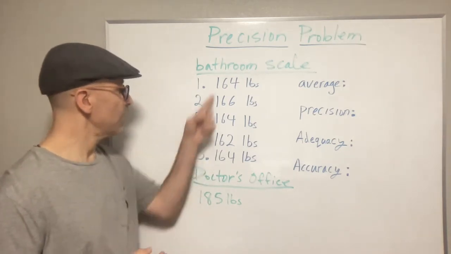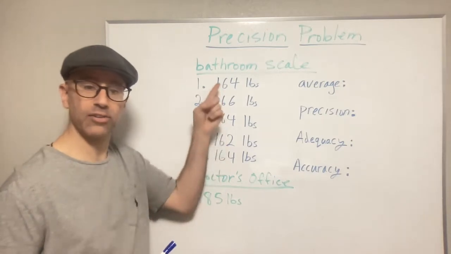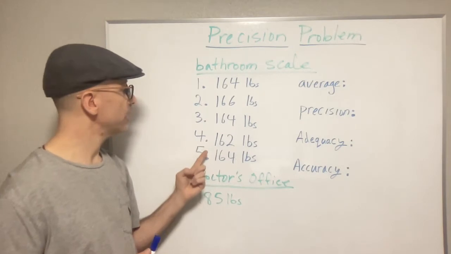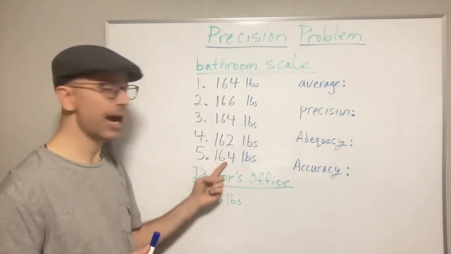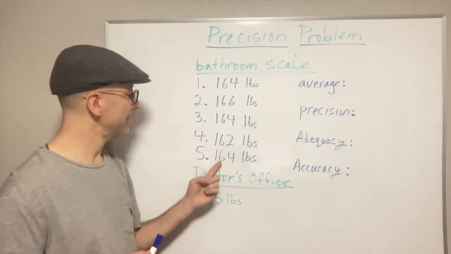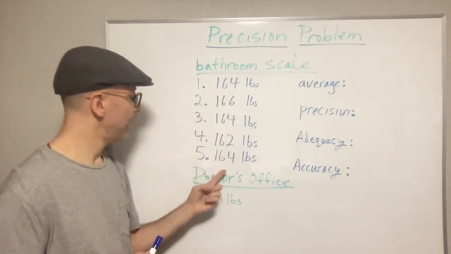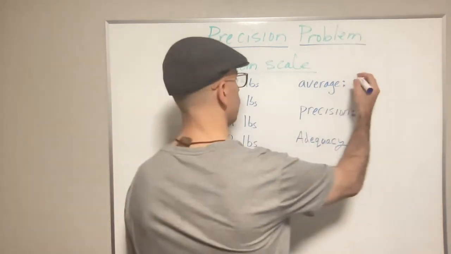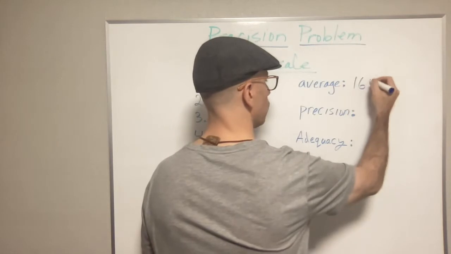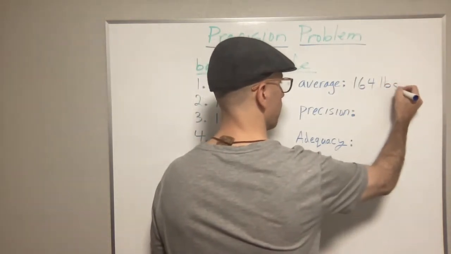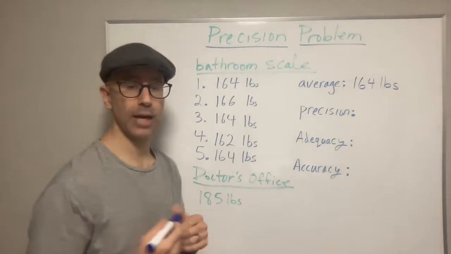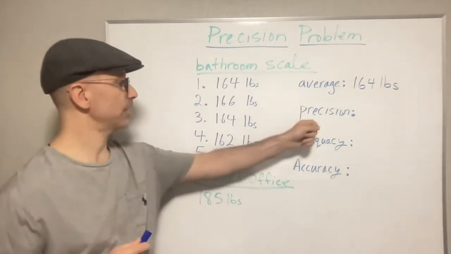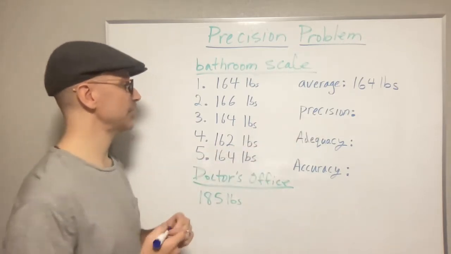So when you take the average of this, you add these numbers all together and you divide by the total number of the trials or the times that you stepped on the scale. So in this case, you would add these numbers up and then divide by 5. And when you do that, you get an average of 164 pounds. Okay, so that's easy enough. You got 164 pounds for an average. And so the next thing you want to look at is the precision.